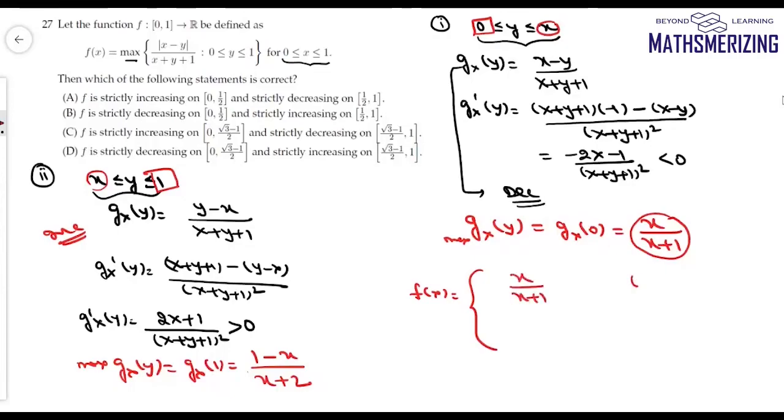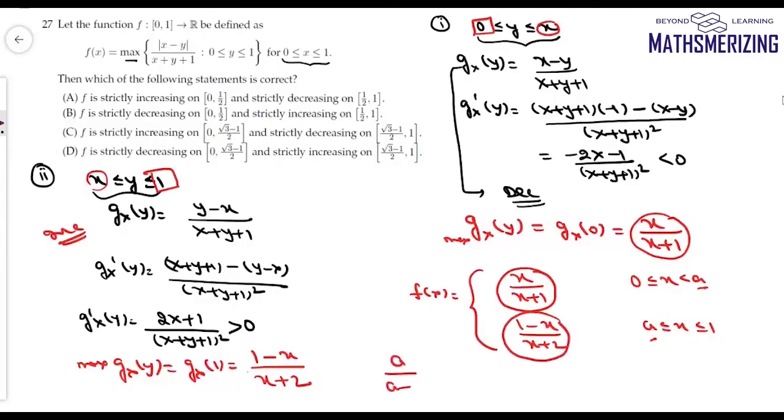So I can write this function f(x) as x upon x plus 1 when x lies between 0 and a, and this is 1 minus x upon x plus 2 when x lies between a and 1. Now how do I find this a? Now we know that this f(x) always takes the maximum value. So there'll be this point a where the value of this first function must be equal to the value of this second function. So that means at x equal to a, this a upon a plus 1 must be equal to 1 minus a upon a plus 2.